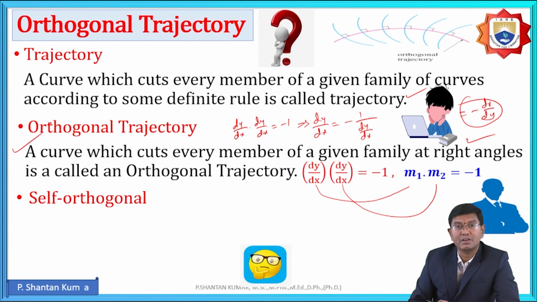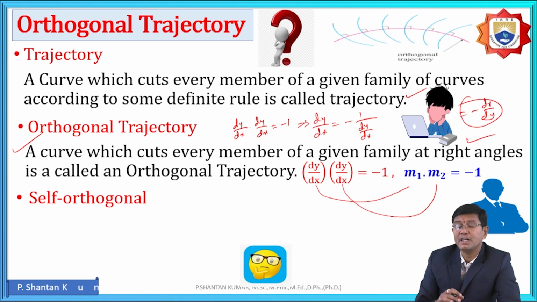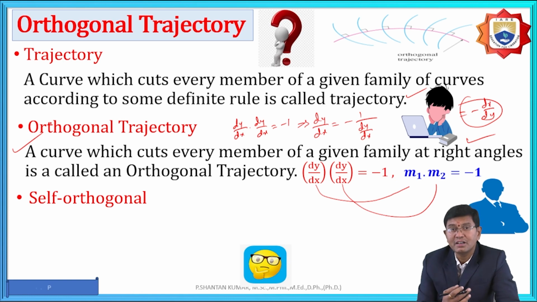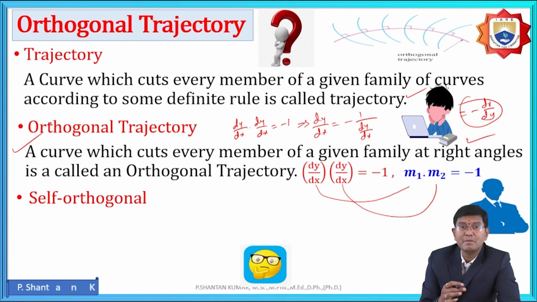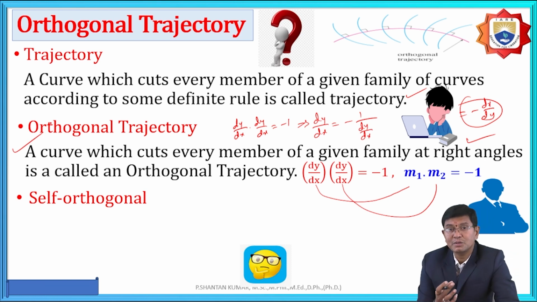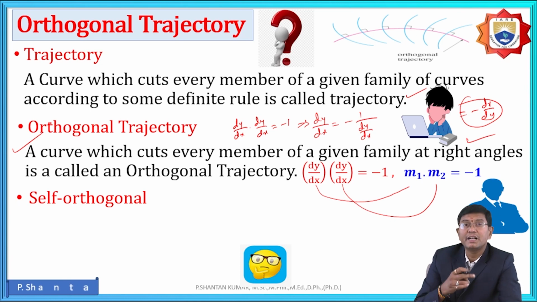And self-orthogonal, what is the meaning of self-orthogonal? For the orthogonal trajectory, we solve the equations by replacing the given dy by dx with minus dx by dy. That is, after the formation of the differential equation, we need to replace the dy by dx.